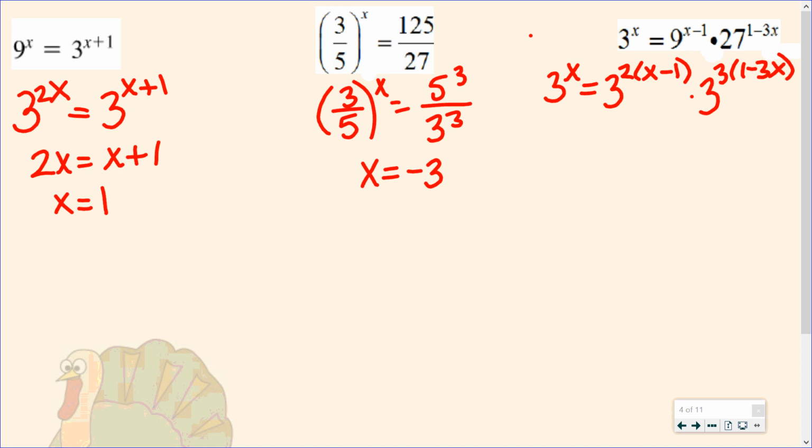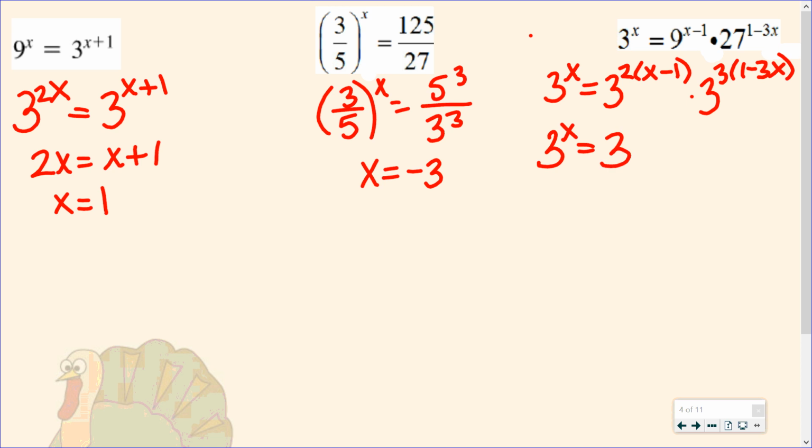Now, you are not ready to drop the bases yet, and here's why. I need it to look like 3 to a power equals 3 to a power. So I need to be able to put those two on the right together. How can I put them together? Think about your exponent rules. Those 3's are multiplied with the same base. Exponent rules say, what do I do with the powers? Add them together.